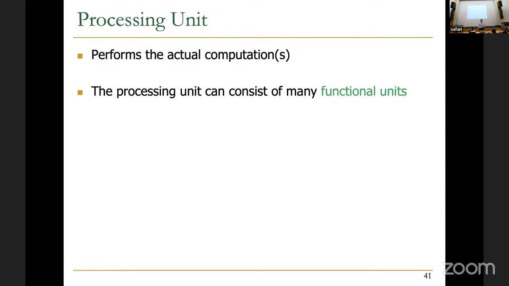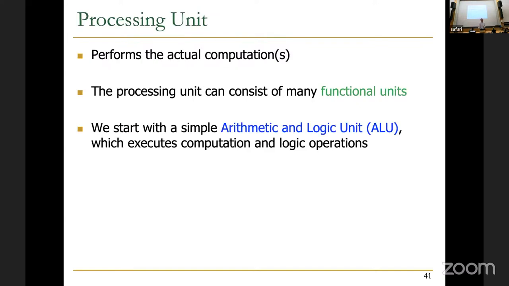The processing unit can consist of many functional units. These are another word for the ALU, as you have seen earlier. We start with a very simple arithmetic and logic unit, which executes computation and logic operations. We've actually seen that in an earlier lecture when we talked about combinational logic. These functional units are exposed to the programmer via instructions. So the programmer essentially can dictate what these functional units do by executing instructions. For example, in LC-3, we have ADD, AND, and NOT instructions that can be executed in these functional units. So these actually get executed in the processing unit.